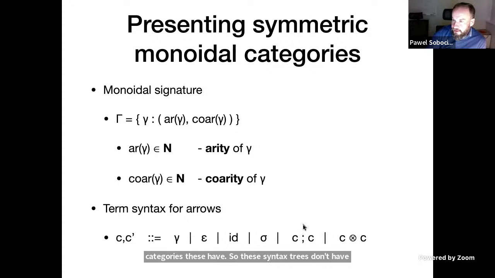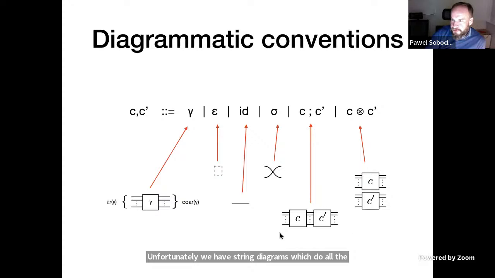Now, fortunately, we have string diagrams which do all the quotienting for us, right? So let me introduce the diagrammatic convention. For my operation gamma, I'm just going to draw this as a box with the arity number of wires on the left, and the co-arity number of wires on the right.